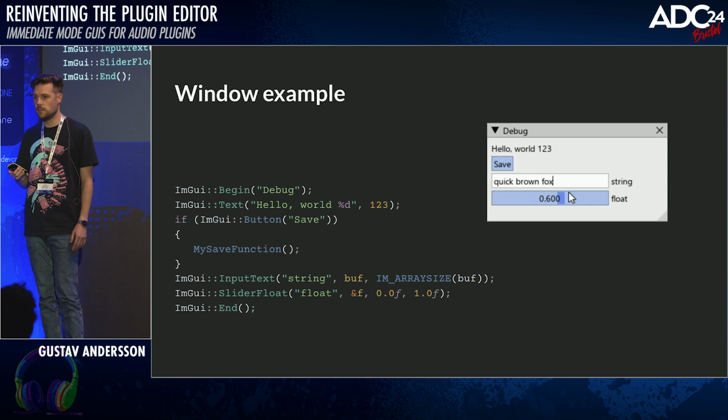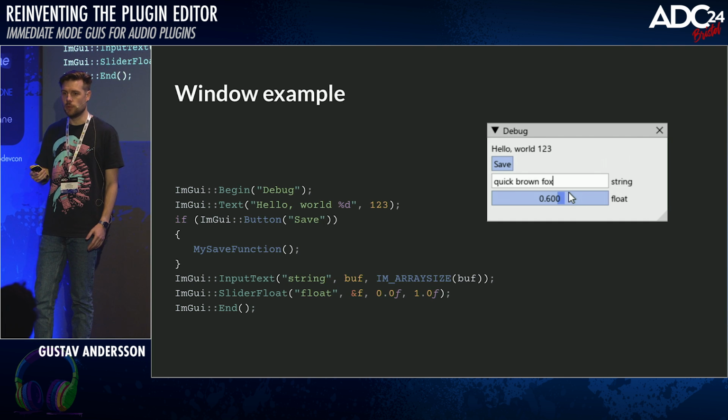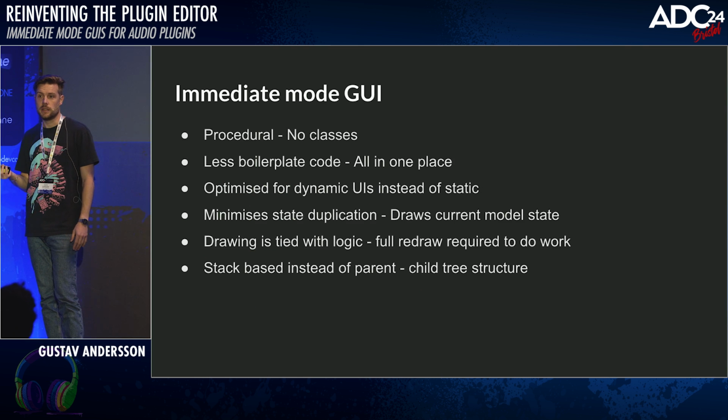Immediate mode GUIs come from the gaming scene, and they were often used to draw prototype and development GUIs for games. So they would draw on top of the game screen, so it would need to be rendered at 60 FPS or something. But I think now it's evolved into something that's much more powerful and can be used even for commercial applications.